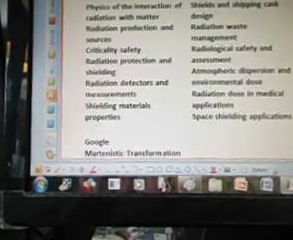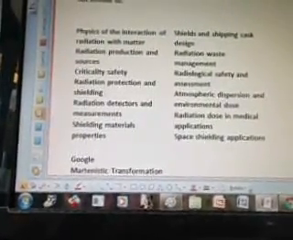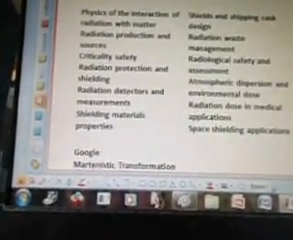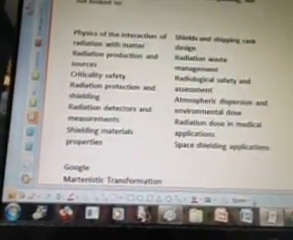Okay, I don't know what this means. Radiation protection, shielding, radiation detectors and measurements, shielding materials, properties, shields and shipping cask design, radiation waste management, radiological safety and assessment, atmospheric dispersion and environmental dose, radiation dose and medical applications, space shielding applications.